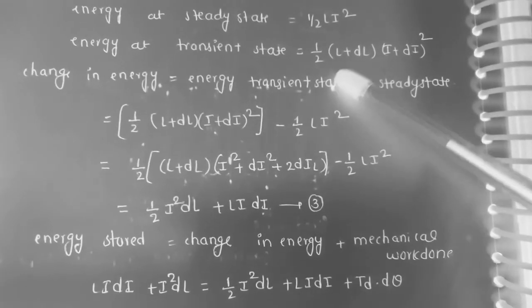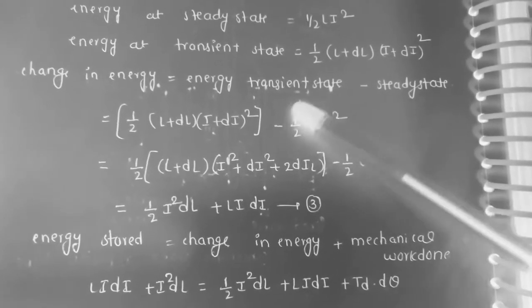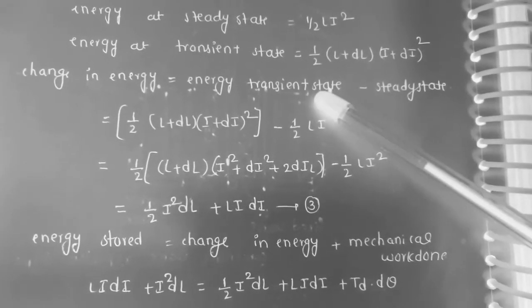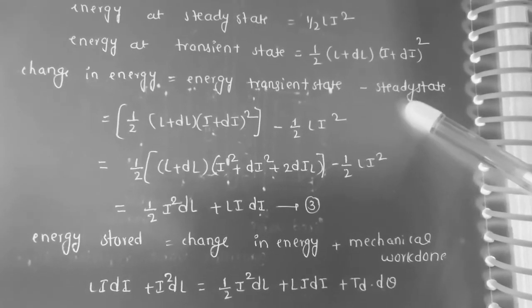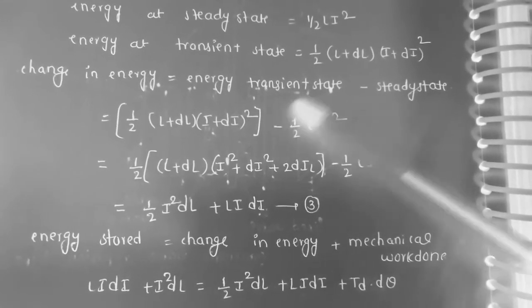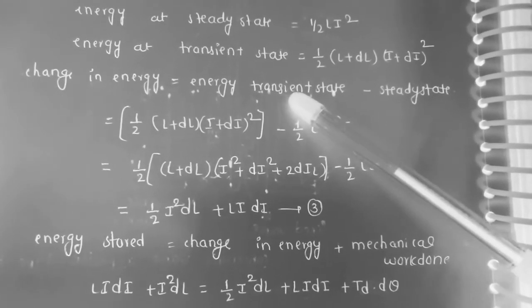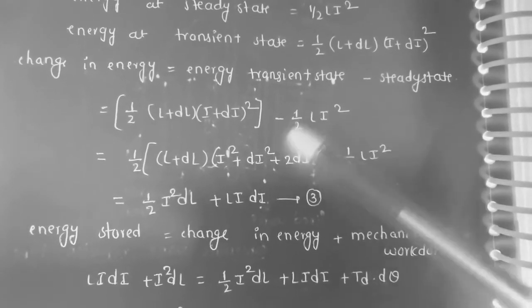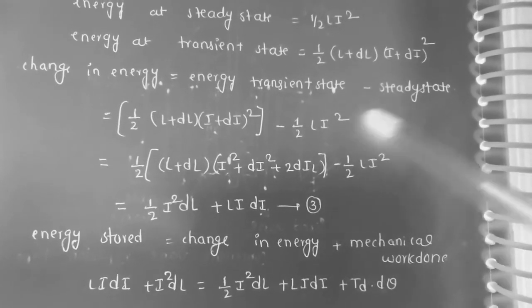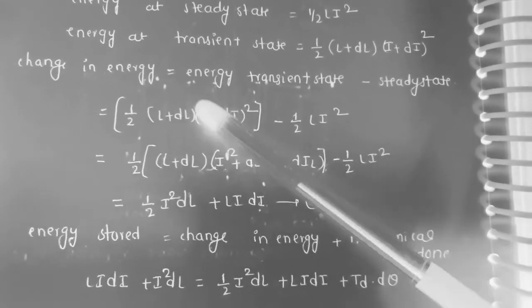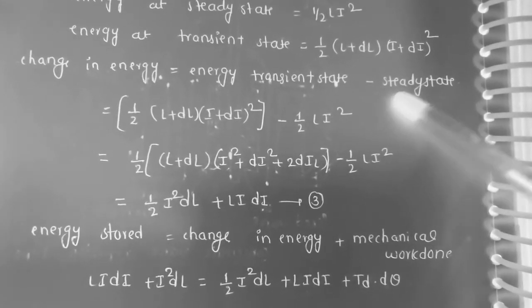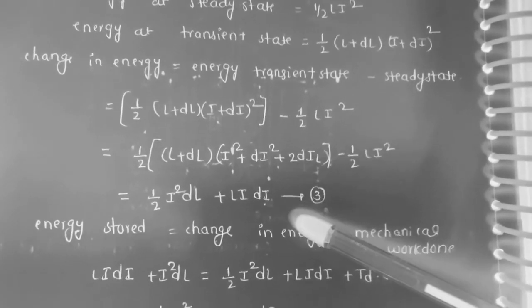Change in energy is equal to what? What is the energy change? Initial energy minus final energy, or final energy minus initial energy. Initially it is steady state, and finally it is the change in energy in the transient state. You know what is meant by change. Change in speed means final speed minus initial speed. Similarly, change in energy means energy in transient state minus steady state. We are obtaining equation 3.